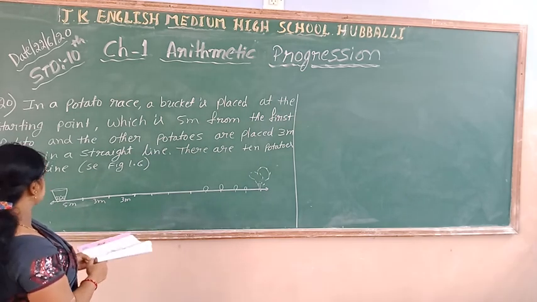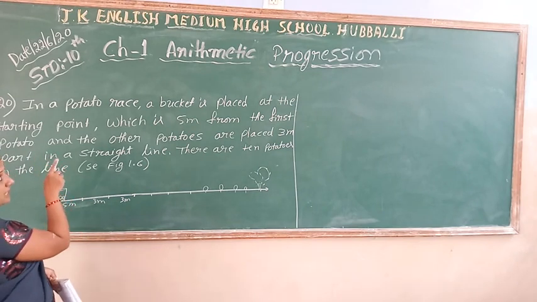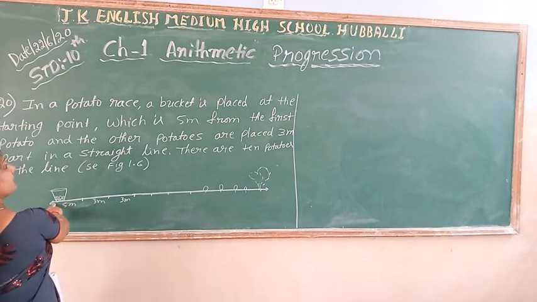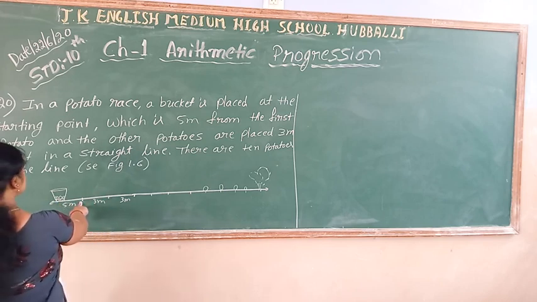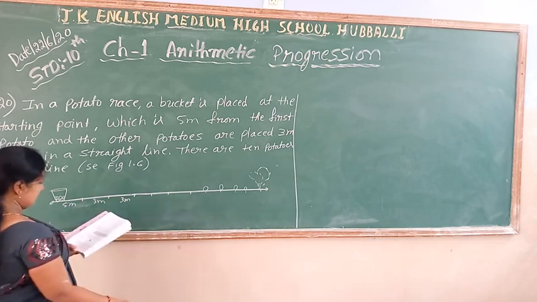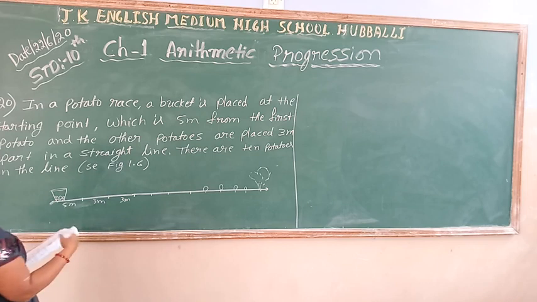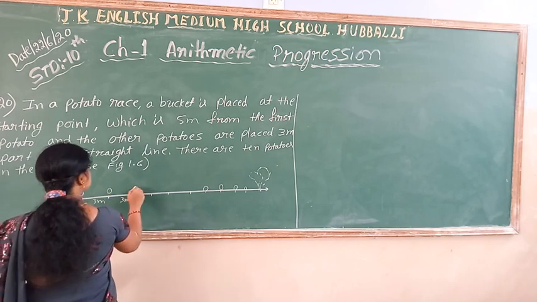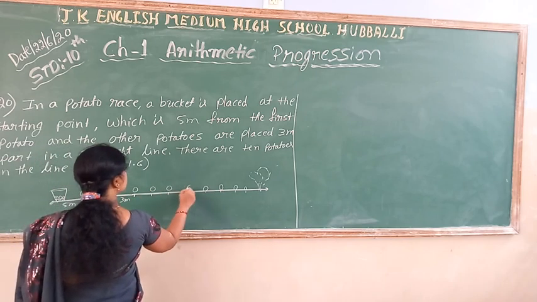See, once again I am going to repeat. In a potato race, a bucket is placed at the starting point, which is 5 meters away from the first potato, and the other potatoes are placed 3 meters apart in a straight line. There are 10 potatoes in the line. So 1, 2, 3, 4, 5, 6, 7.